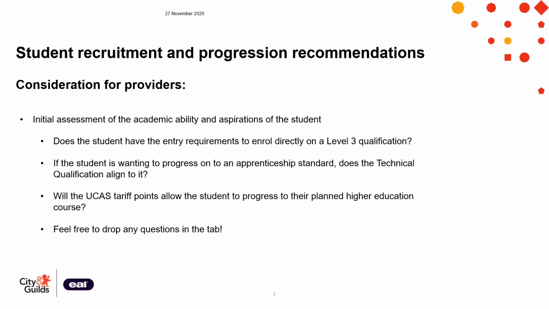So for progression, if one of the progression routes was onto an apprenticeship, maybe one of the questions would be, what will that learner already have achieved? And how much of the TQ aligns to the occupational standard? And if learners are choosing a T-level with the intention of progression to higher levels of education, what will they progress to? And what UCAS points will support that? So back to you, Rob.